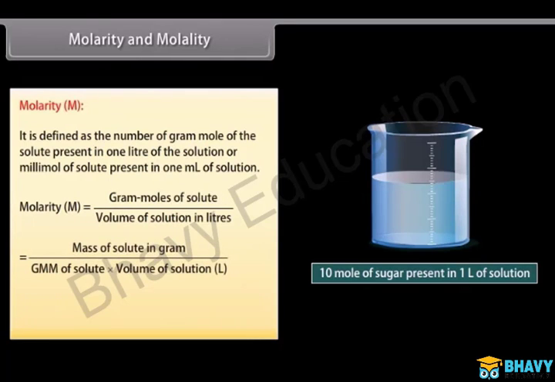Mathematically, molarity is represented by M is equal to Wb in grams divided by the product of gram mole mass of B and volume of solution in liter. A solution having molarity 1 is called a molar solution.